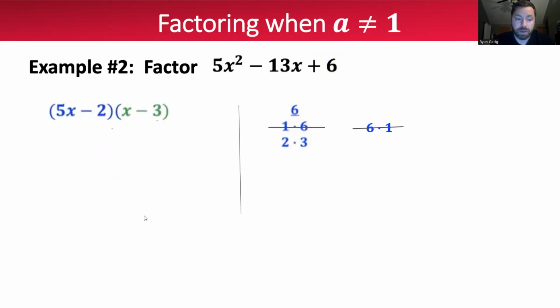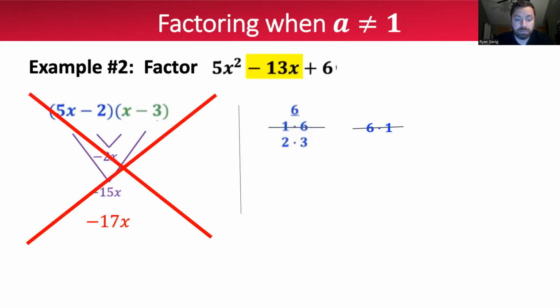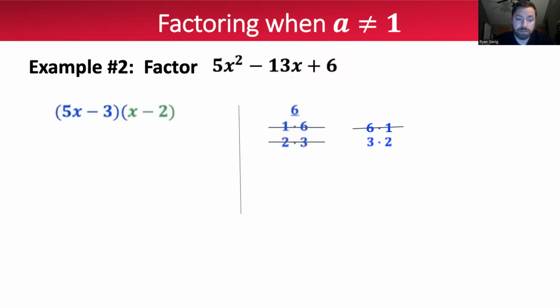Now let's try 2 and 3. Okay, let's check it. 5x and negative 3 is negative 15x. That's negative 2x. That's negative 17x. Still no luck. Let's turn it around. The 3 and the 2 go in different spots.